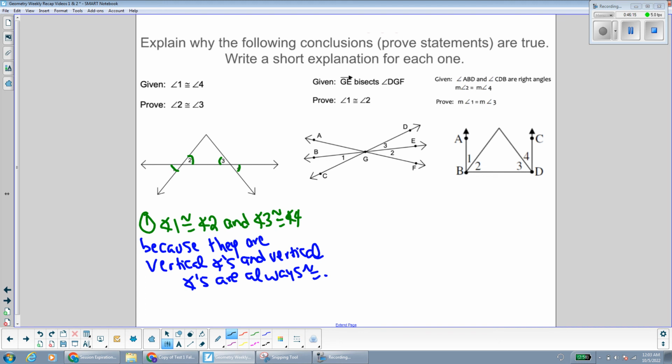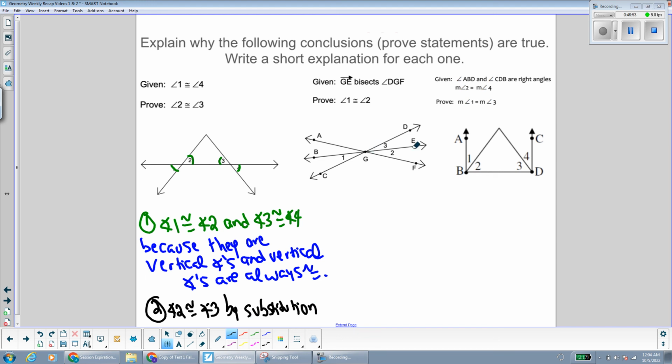Remember, substitution is when we're replacing one thing for something else that's equivalent or means the same thing. So since angle 1 is congruent to angle 4, 1's congruent to 2, and 3's congruent to 4, by substitution, angle 2 is congruent to angle 3. So we can write that down here. Angle 2 is congruent to angle 3 by substitution.